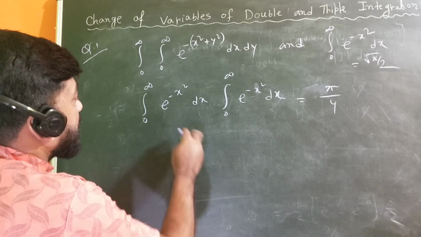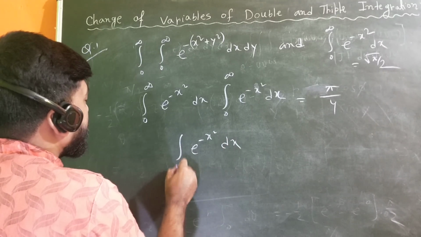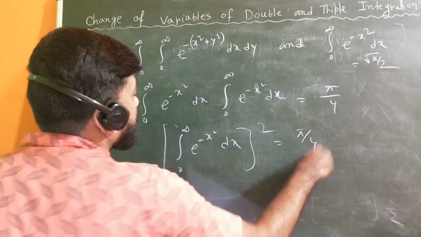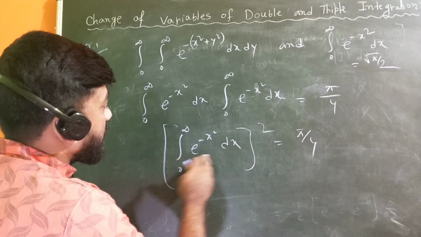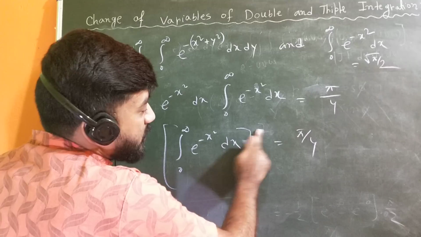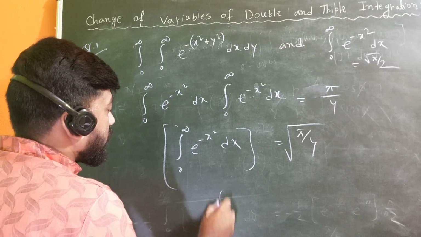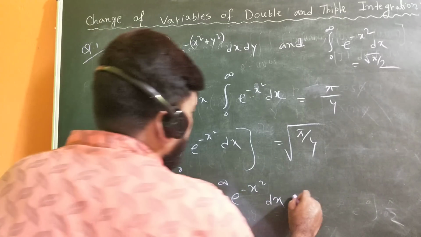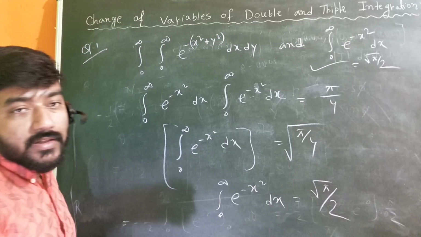So it will be nothing but the integration 0 to infinity e to the power minus x square dx, the whole square, and that will be pi by 4. Now if you want to find 0 to infinity e to the power minus x square dx, then instead of the square it will be root of pi by 4. So you will get integration 0 to infinity e to the power minus x square dx is equal to root pi by 2. This is the result of the integration that we need.